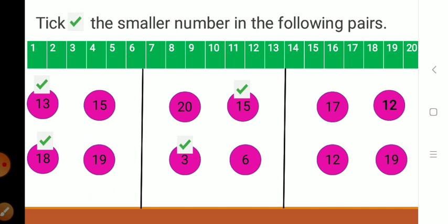Now student, here are two more examples, 17 and 12, 12 and 19. That is your homework. You have to solve it by yourself. Find the smaller number and tick it.